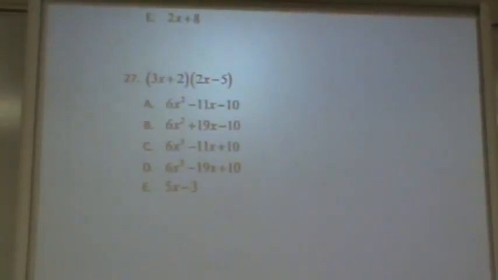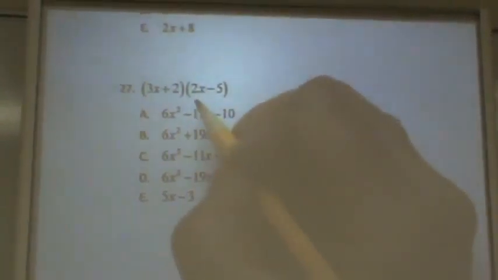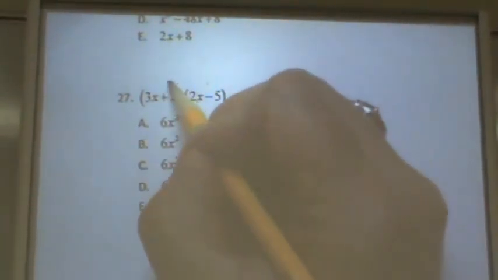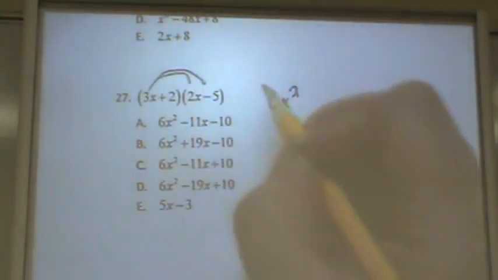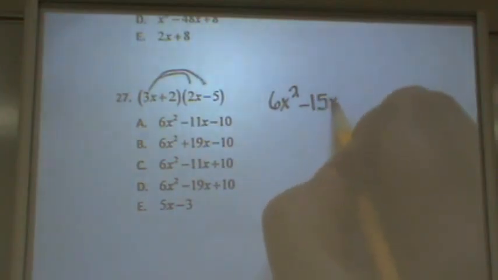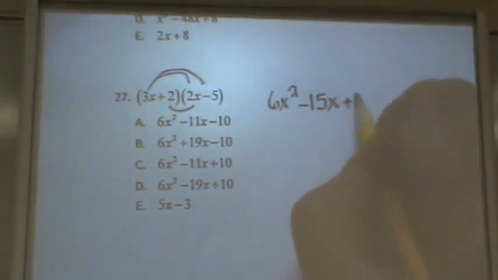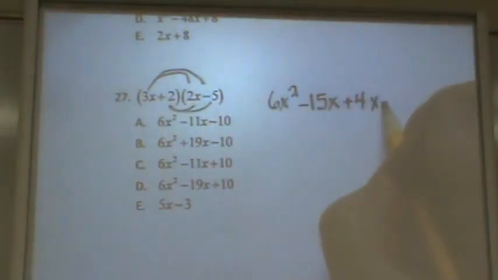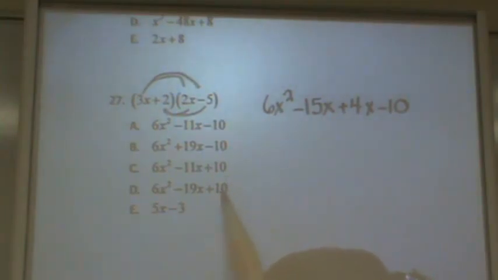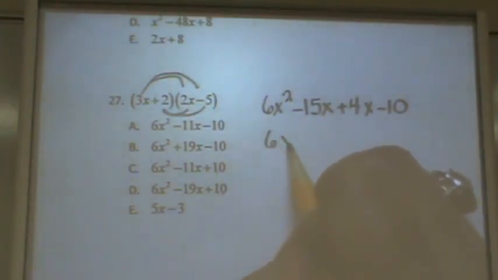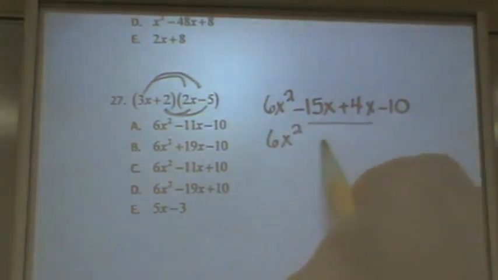Number 27 is also factoring. We have 3x times 2x is 6x squared. 3x times negative 5 is negative 15x plus 4x, and then minus 10. So right away, you know that the 10 is negative. You could cross out these two answers right here. Same with this right here. So it's between A and B. And the correct answer is negative 15 plus 4 is negative 11x. So A is the correct answer.